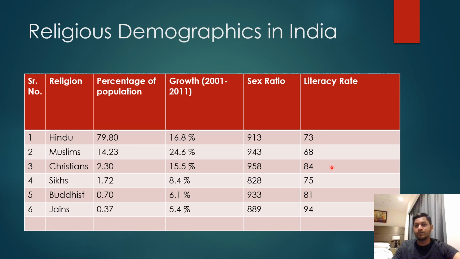Anyways, going by this, we see that literacy rate is very high amongst Jains. Then it is again higher in Christian and Buddhist communities. It is also high in the Sikh community. But when it comes to literacy rate, among both the Hindu and Muslim population, the literacy rate is very less. So again, these have to be improved.